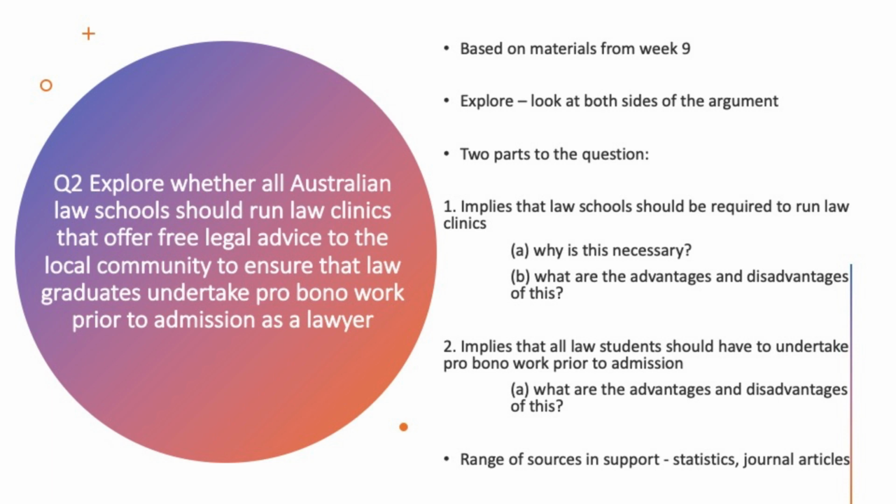In addition, we were looking for you to cite a range of sources in support, so statistics, journal articles that have looked at the value of pro bono work to law students, the value of law clinics to universities and communities, but also looked at that access to justice gap and how we might bridge that gap. So really looking at a range of sources that support your arguments there.